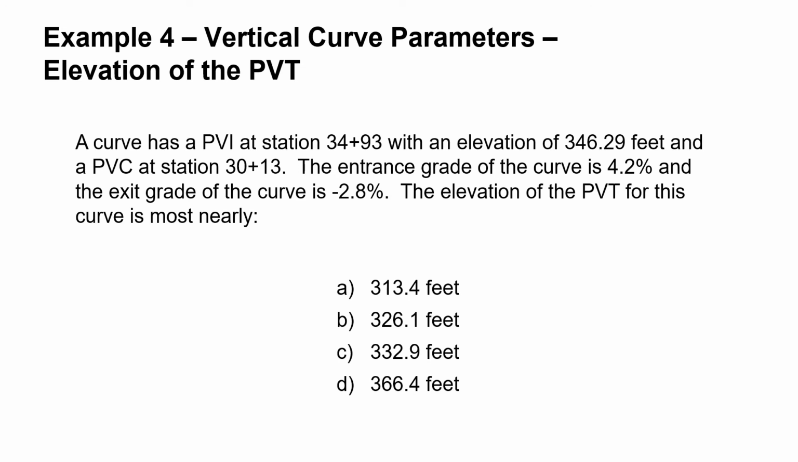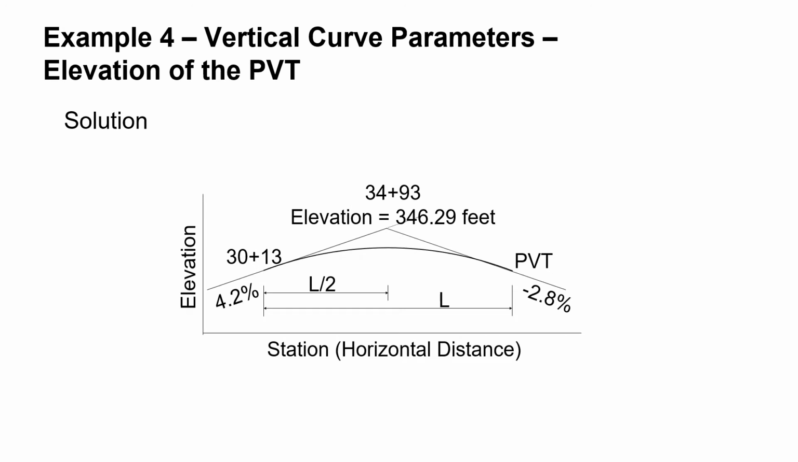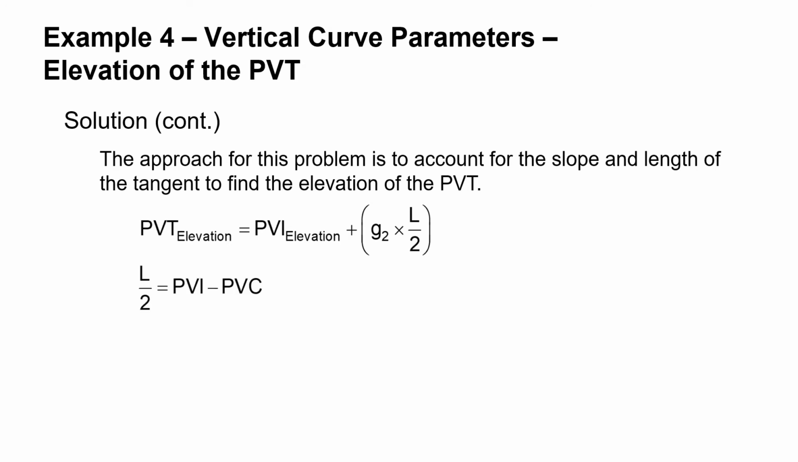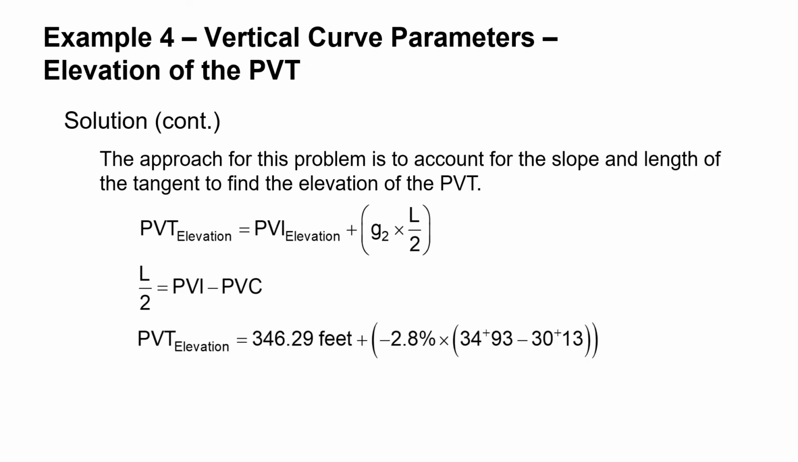Given the same curve information here, now we're asked to find the elevation of the PVT. Again, a nice simple drawing can be useful. In this problem, we want to account for the slope and length of the tangent to find the elevation of the PVT. So the PVT elevation is the PVI elevation plus G2 times L over 2. We're going all the way to that PVT. So L over 2 equals the PVI minus PVC.